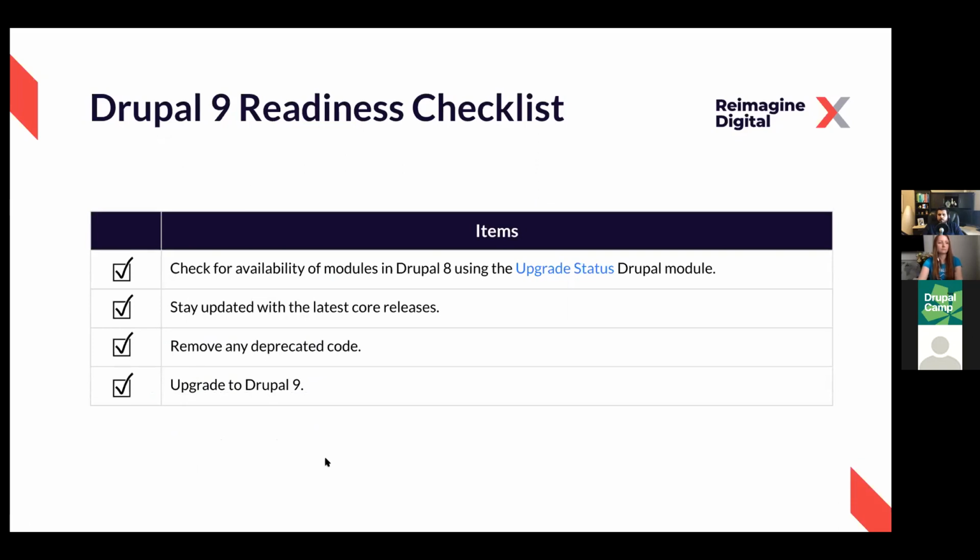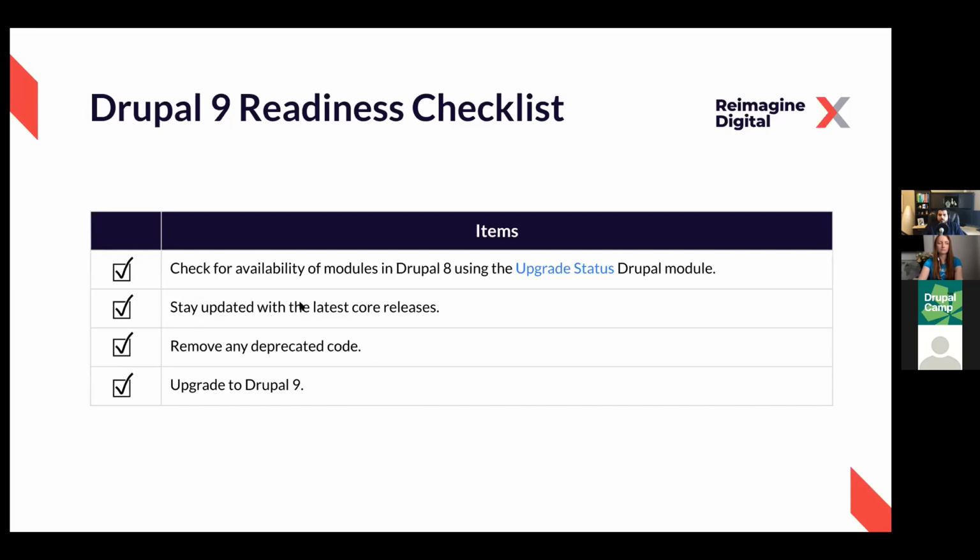We have 4 steps or 4 items on our checklist to be ready to upgrade to Drupal 9. First, we need to check the availability of modules on Drupal 8 using the upgrade status. The upgrade status is a module. When you install it, it gives you some statistics of Drupal modules about releases, and announces new minor and major releases. Also, it announces the security fixes, which is very important to keep your project healthy.